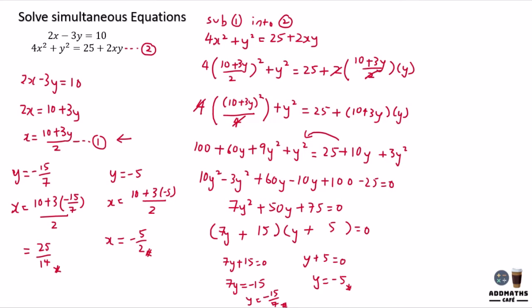Alright, so every time when you do this, try to write your final answer at one side, which is x equal to negative 5 over 2, then your y will be equal to negative 5, and your x will be equal to 25 over 14, then your y will become negative 15 over 7. So there will be two answers for y, two answers for your x.